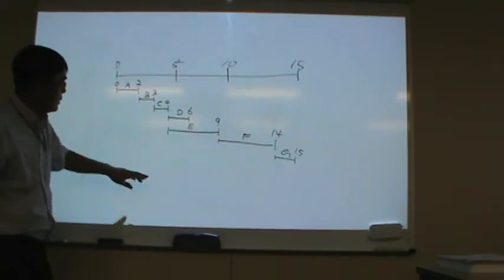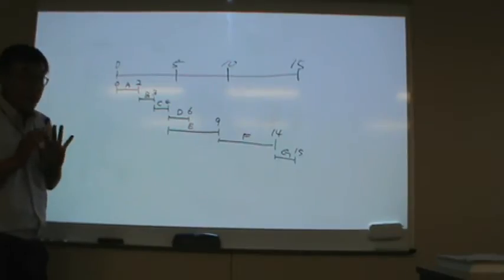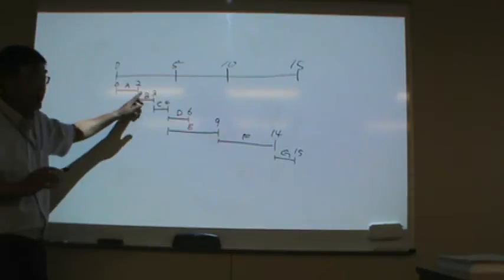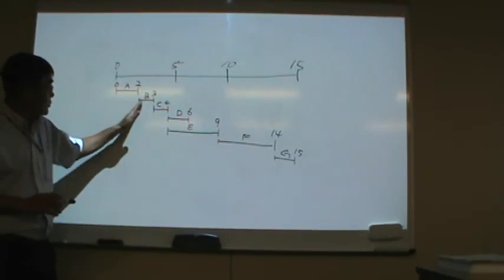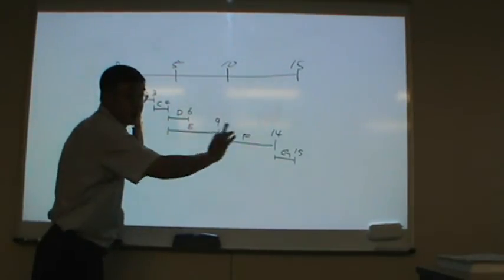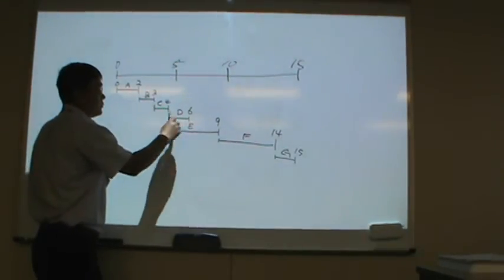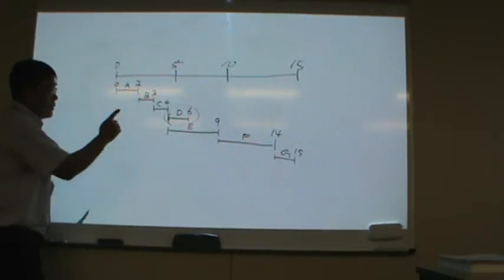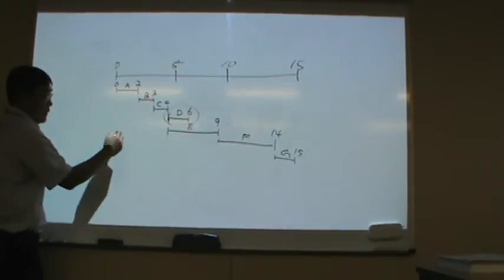A, B, C, E, F, G, they cannot be delayed. If this one is delayed, then the entire project is delayed, right? But how about this one? That one can be delayed, got 3 extra weeks, because you can't start the next activity anyway.